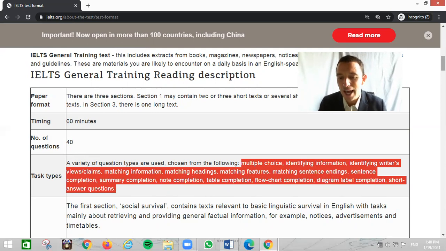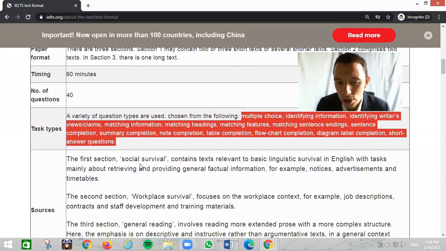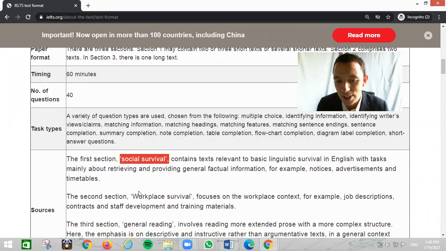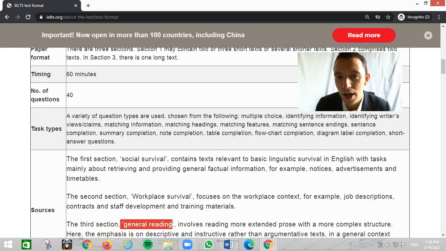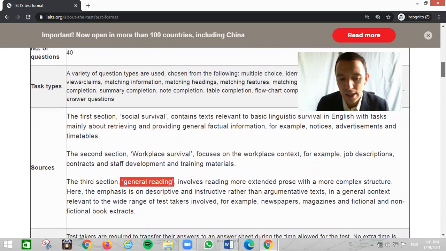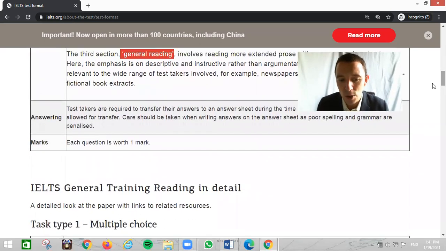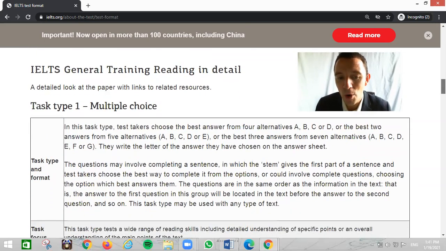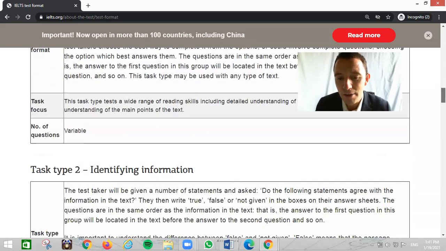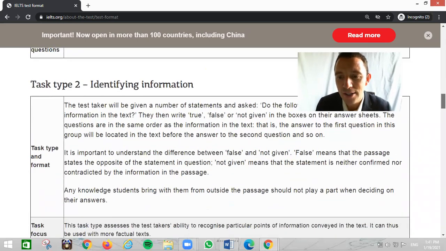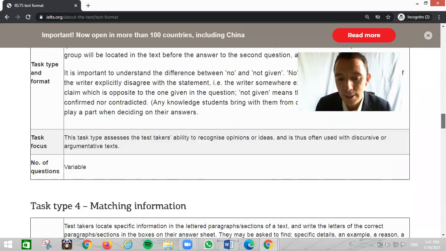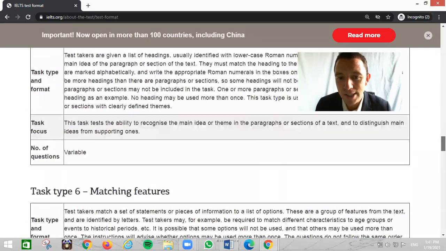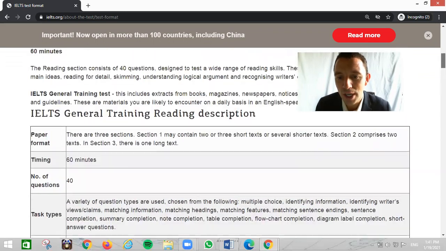Okay, so they say the first section is social survival, the second section is workplace survival, and the third section is general reading. However, in the academic, it's all probably academic focused. Okay, and then each mark is worth 1. So that's the difference between the academic and the general. And here we have more explanation about each type. And if you want to research and prepare to study each one yourself, I recommend it. Okay, that's the same as the academic up to number 11, the short answers.